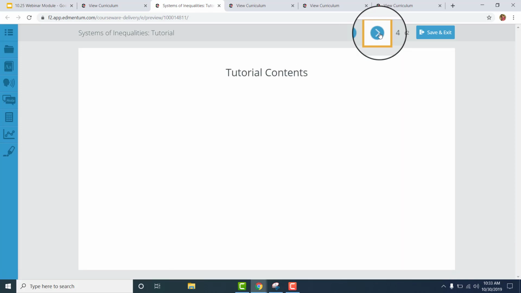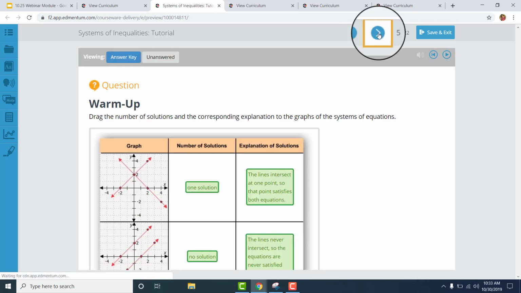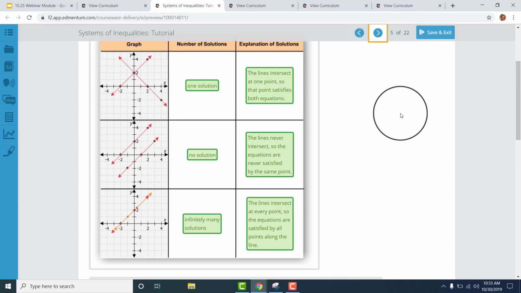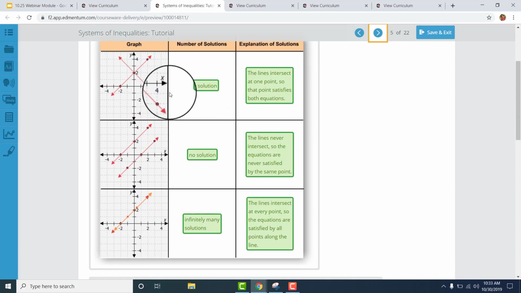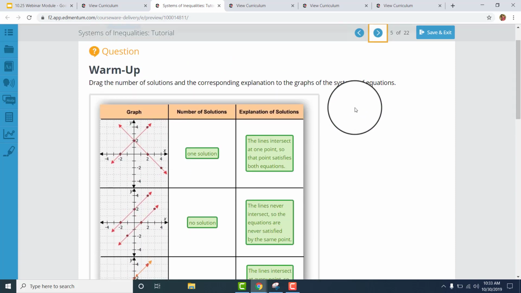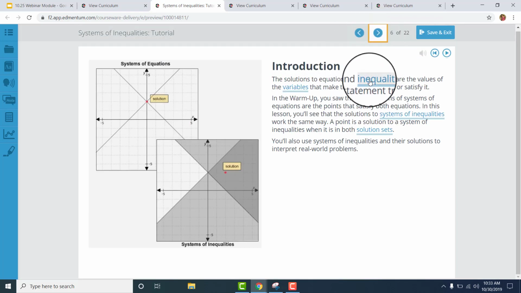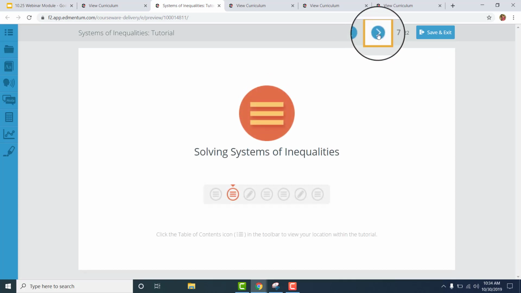In Edmentum Algebra 1A and 1B, because they are the newest versions, they have made this course very interactive. The students are able to interact with the lesson. They have terms embedded in here with definitions. They have checks for understanding.